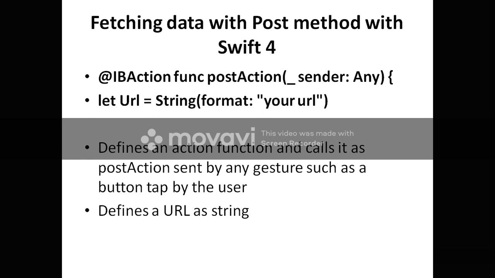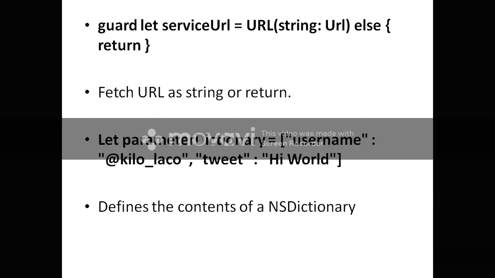The below code defines an action function and calls it a post action sent by any gesture, such as a button tapped by the user. It next defines the URL as a string by the let method. Next, we fetch the URL as a string or return via the guard method. The next code defines the contents of an NS dictionary.